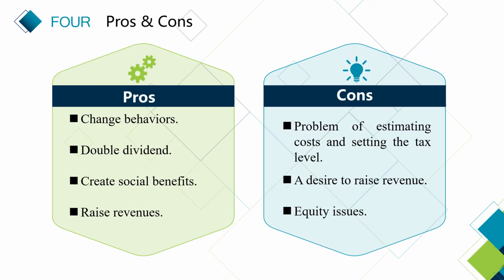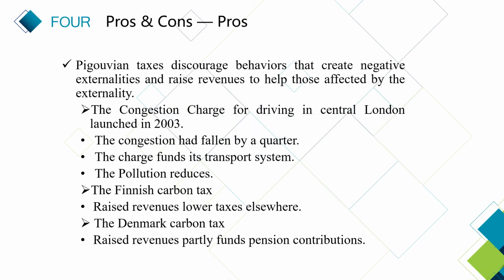Then let's talk about the two sides of the Pigouvian taxes. Starting with the good side, Pigouvian taxes discourage behaviors that create negative externalities and raise revenues to help those affected by the externality. For example, the charge for driving in central London changed people's behaviors so that congestion inside the zone has fallen by a quarter. Besides, the charge funds its transport system.